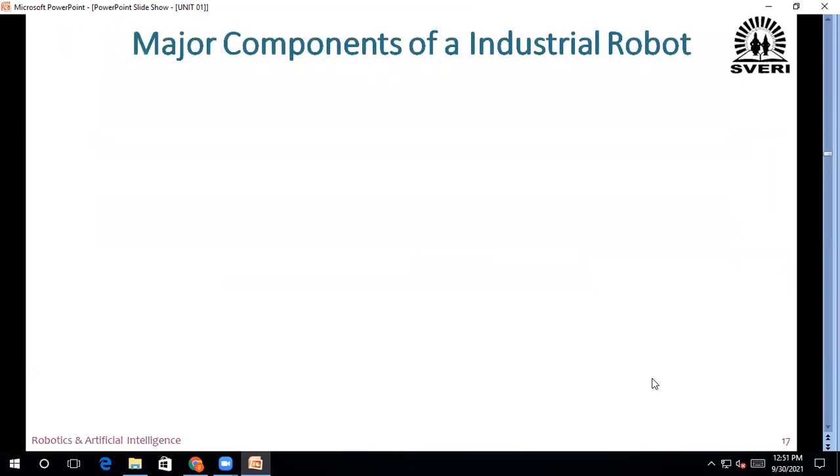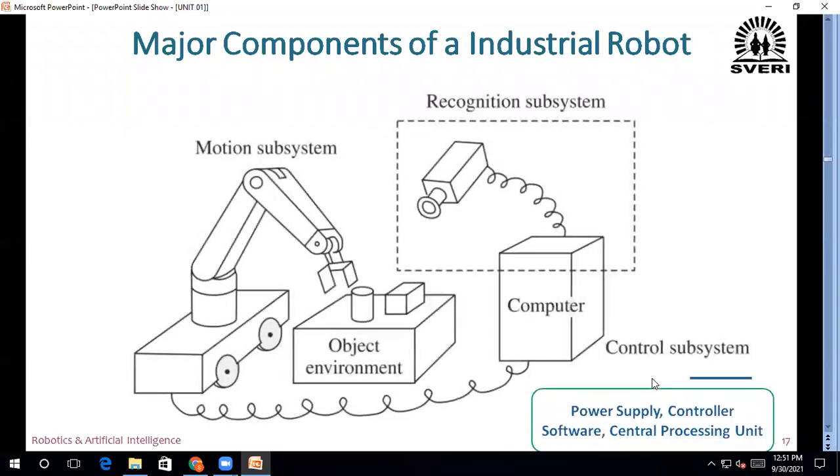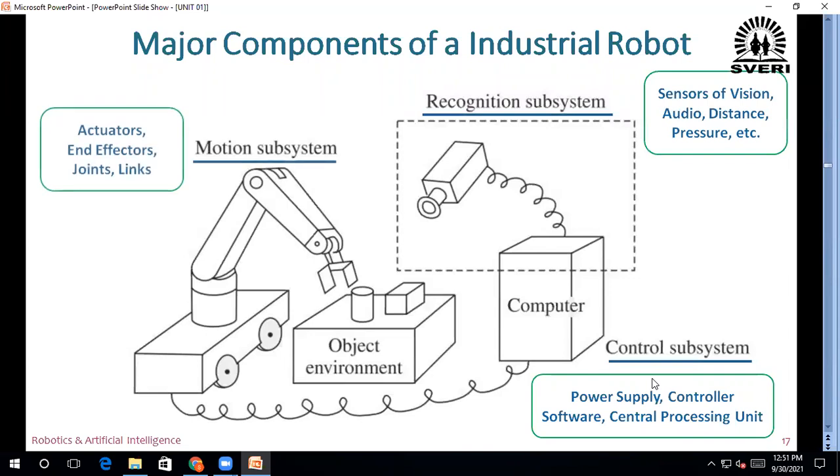Okay, in the last lecture, we have seen the definition of robot and history of robot. Today we'll see the major components of an industrial robot and specifications of robot.